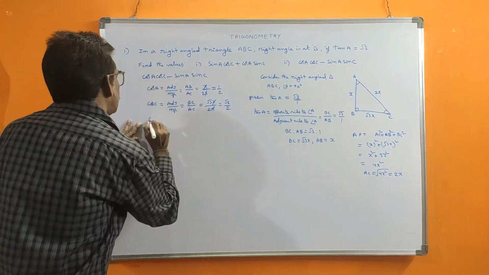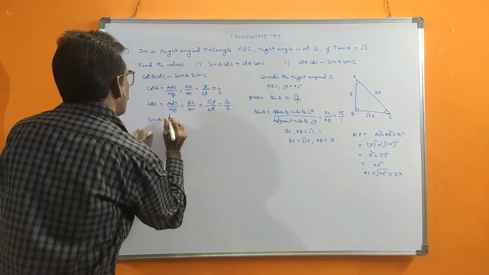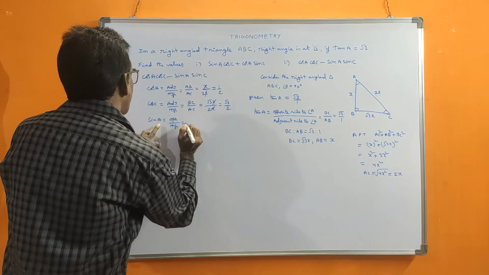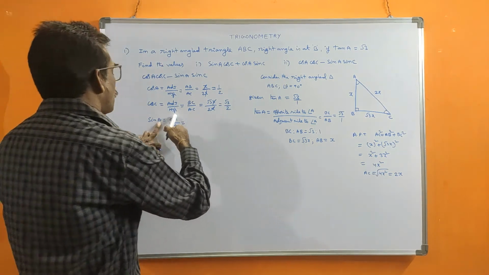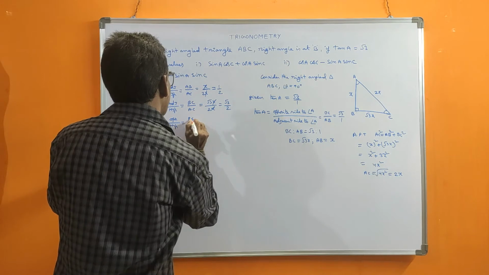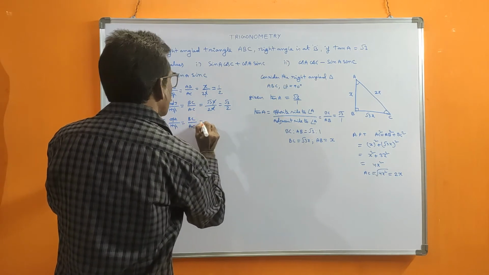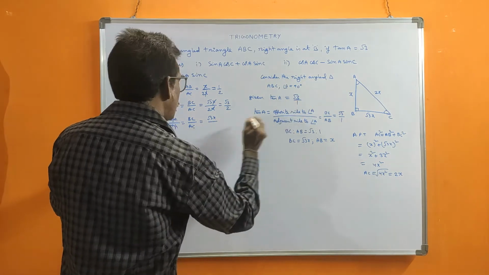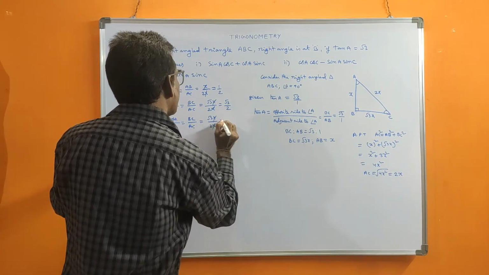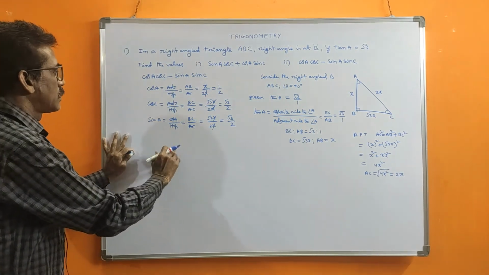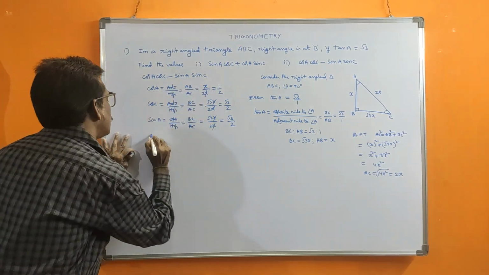Now sin A. The sin formula is opposite side by hypotenuse. Don't get confused, see the angle. For A, the opposite side is BC, hypotenuse is AC. The BC value is root 3x by AC value 2x. X cancels. Root 3 by 2. Okay, now this is finished.